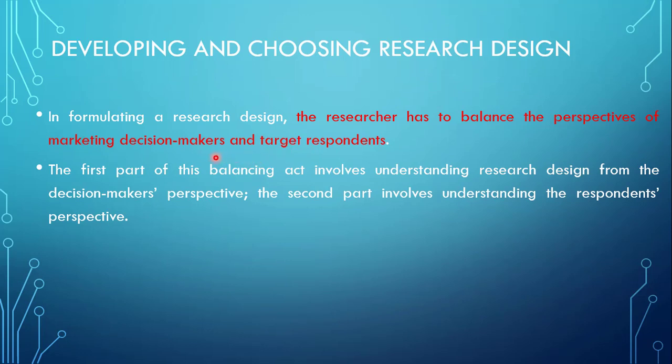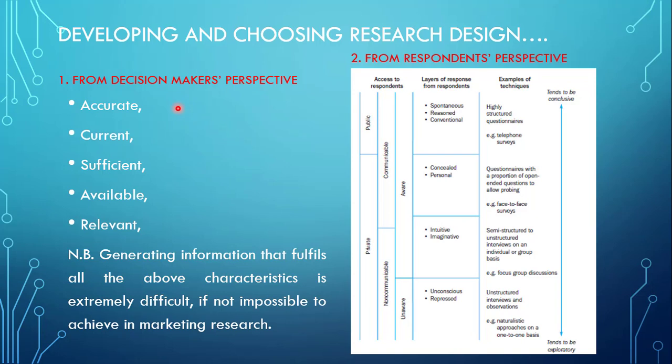You should not only focus on the decision maker's perspective. You should not only focus on the target respondent's perspective, but you should balance between the decision maker's perspective and that of the target respondent's perspective. So let's see in a diagram what these two perspectives are. Okay, so from the decision maker's perspective, what the decision makers require is accurate information. They need to have accurate information.